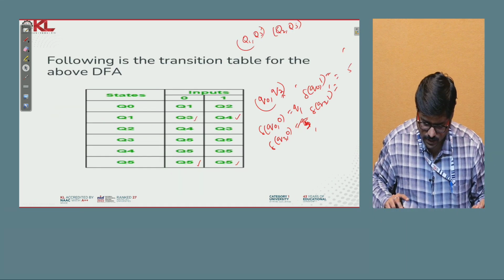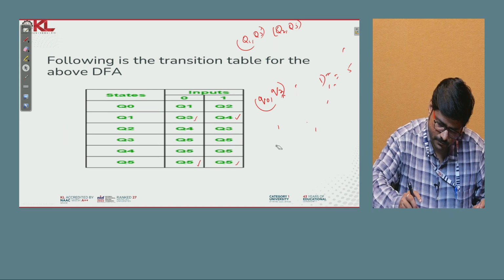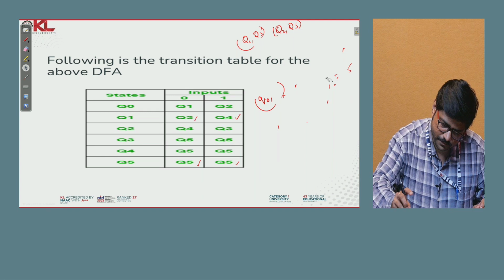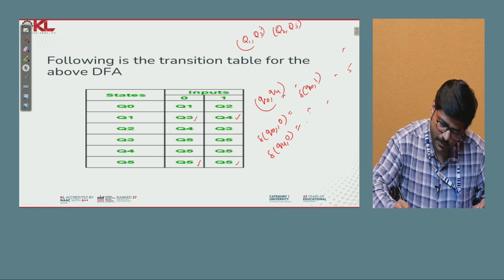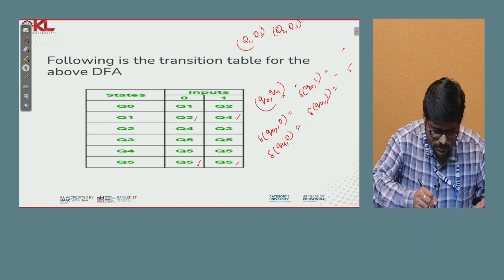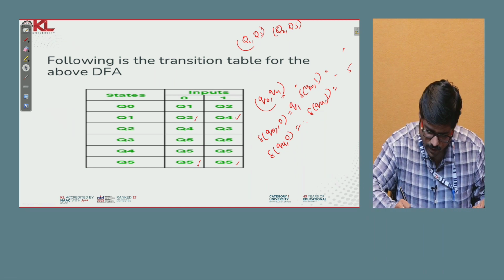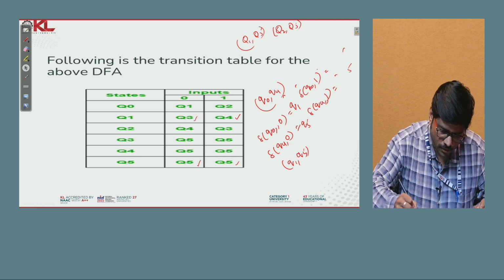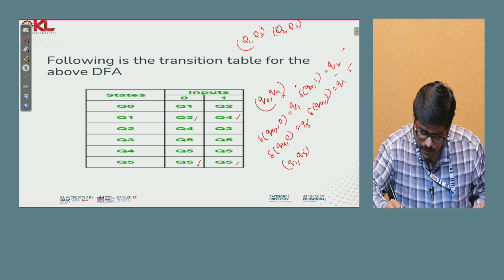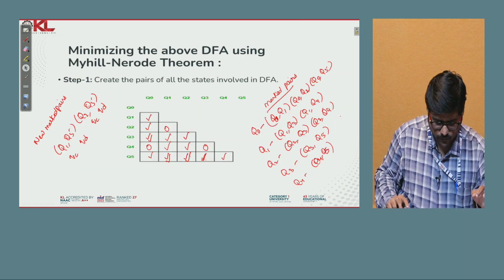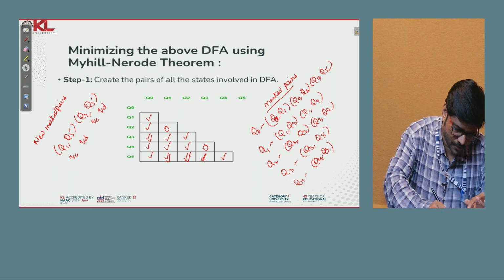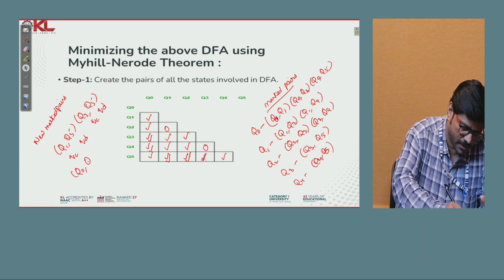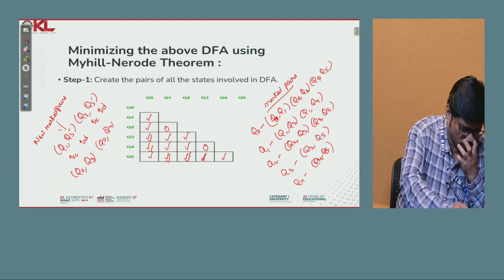Next, what about Q0 Q4? Let us check Q0 Q4 again. Delta of Q0 0, delta of Q4 0. Similarly, delta of Q0 1, delta of Q4 1. Q0 0 is Q1, delta of Q4 0 is Q5. So we have got Q1 Q5. Q0 1 is Q2, Q4 1 is Q5. That is Q2 Q5. See, Q1 Q5 and Q2 Q5 are the newly marked pairs. So since we get them, we can make this Q3 Q4 also a newly marked pair.